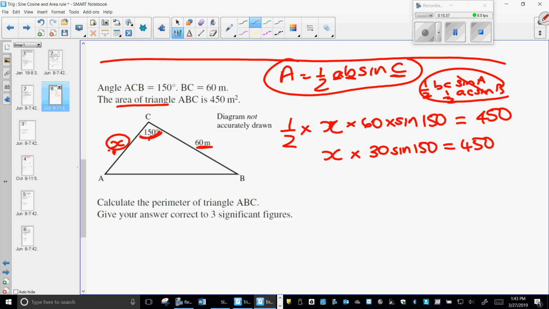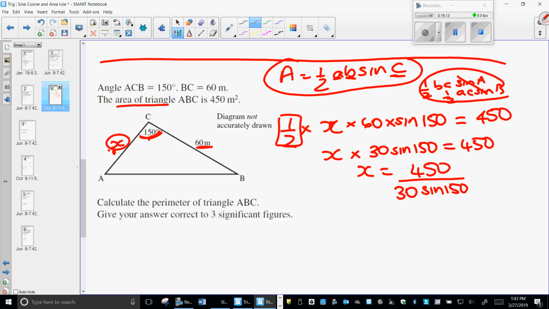Can it just be 15? Now, a half only affects one of these things. It doesn't affect everything. Yeah, you can, but I've done a half times 60 to give me 30. And then I'm going to say that x is 450 divided by 30 sine 150. I'm just trying to avoid writing decimal numbers at the moment. So there weren't any decimal numbers. 30 sine 150 was a whole number?